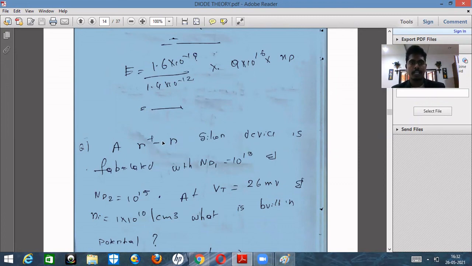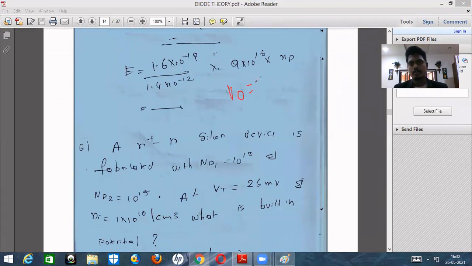Okay, so you can see that an n+n silicon device, that is nothing but we have a junction. On the left hand side we have n, on the right hand side also we have n. Okay, so we will have nd1 equal 10 power 18 and nd2 is equal 10 power 15. They are asking for built-in potential. Okay, so I have clearly mentioned you the formula. V0 is equal to Vt into ln of nd by ni square.